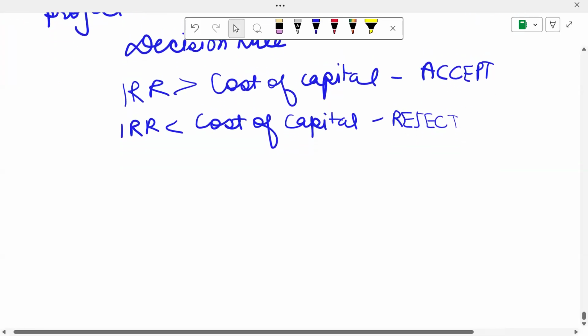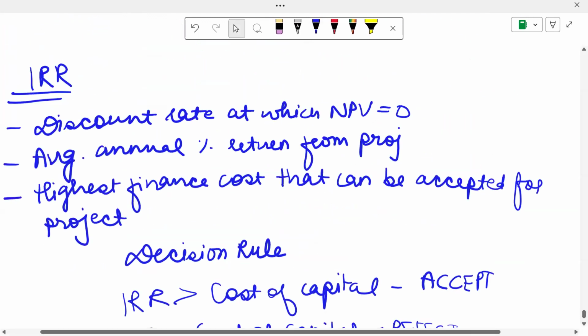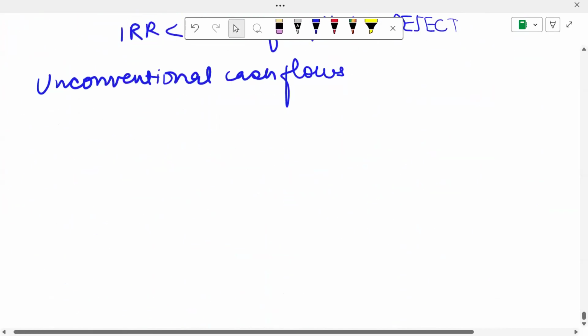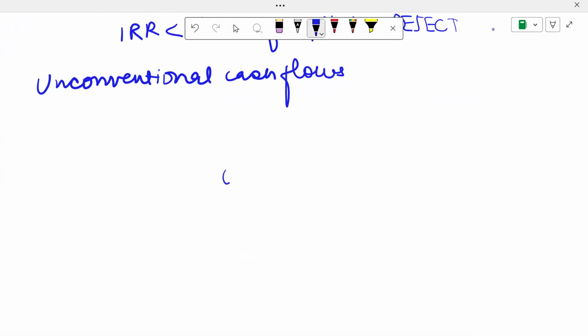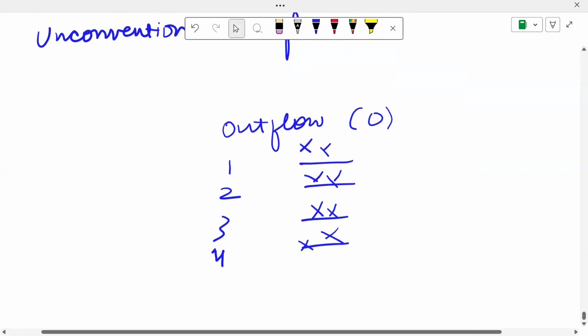Now, there's one more thing when it comes to unconventional cash flows. Usually when it comes to calculating IRR, conventional projects, the regular projects, will have an outflow right in the initial time period, which is year zero. And then for the remainder of the years, two, three, four, you have money actually coming in. So these are positive figures and not money going out. So this is what you call a conventional project.